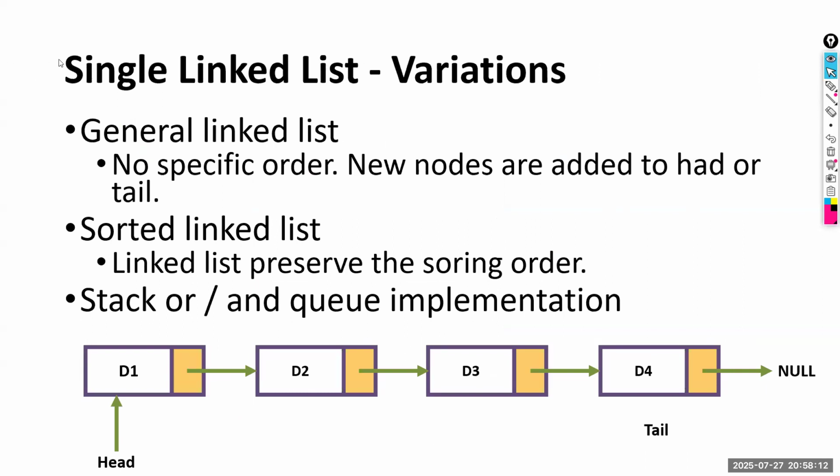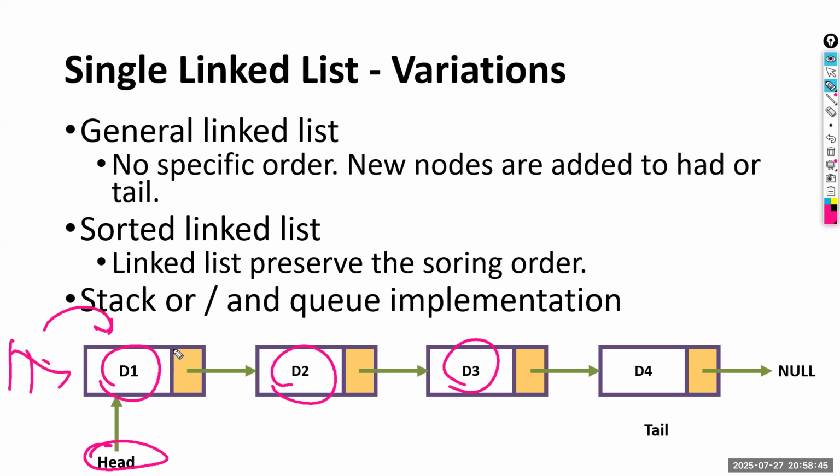So when it comes to single linked list, there can be some variations of the single linked list. This is a general single linked list where each node is linked to another node and the last node is linked to null. And there's nothing special about this. We just keep track of the head. That is a general linked list. There's no sorting order, nothing. You just add another node, depending on your requirement. But you don't enforce any sorting order or any other business rule.